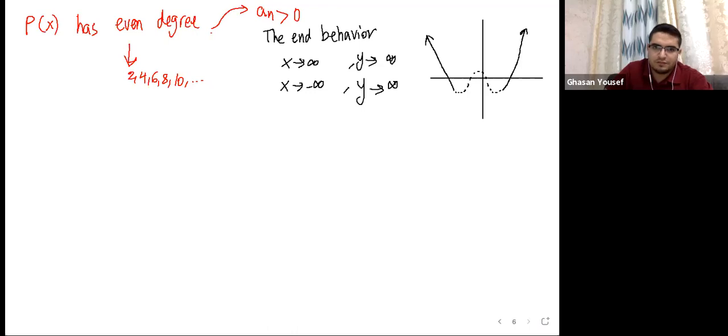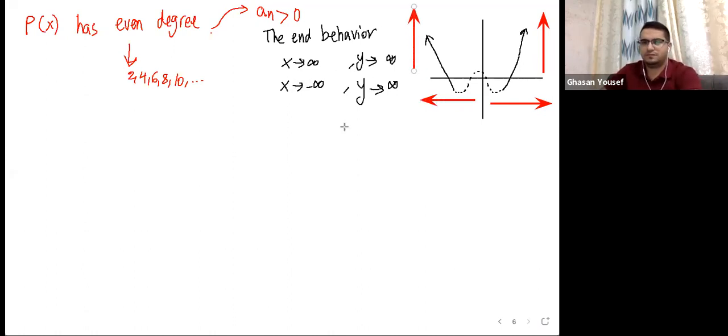Look at this curve. When x becomes large, the y value becomes so large. When x becomes small, here x is small, right? The y value also becomes large at the same time, goes to infinity. Any question for this case?